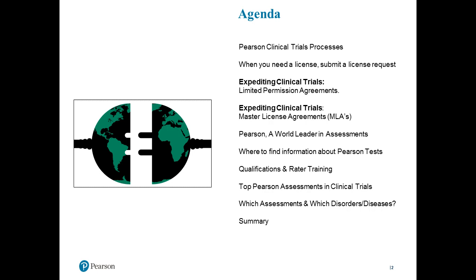We have two ways that we've developed to do that over time. One of those ways is related to what's called limited permission agreements, and that's associated with an individual trial. Then there's a larger scale way of doing this, which is to have a master license agreement, so an MLA. We'll talk about each one of those approaches, what the benefits are to you, and how you can use that to facilitate expediting your particular clinical trial.